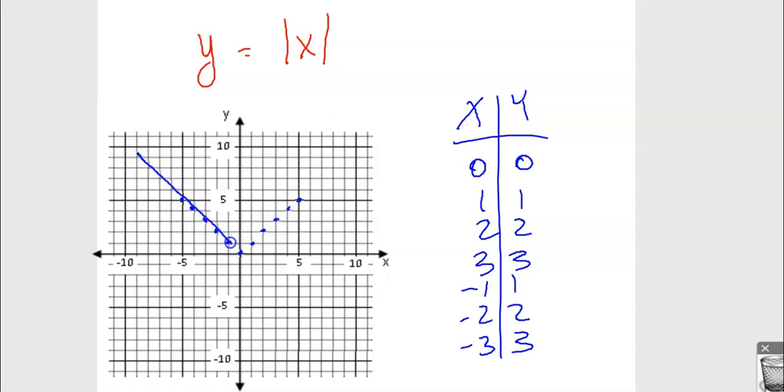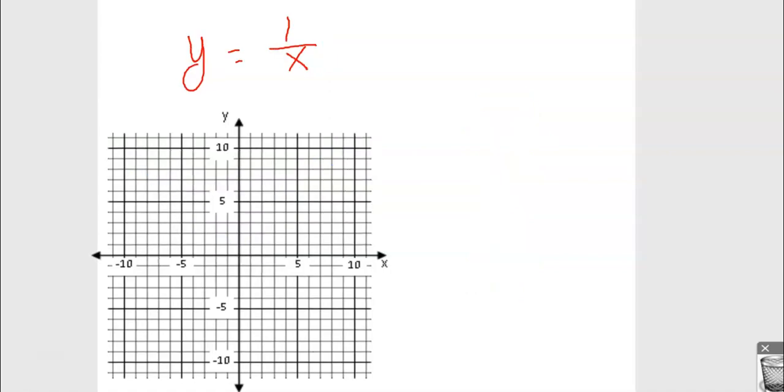So again, it's easy to memorize this, but if you need to, you can easily make an XY chart. And then 1 over x, again, making the XY chart, if you're not familiar with this.